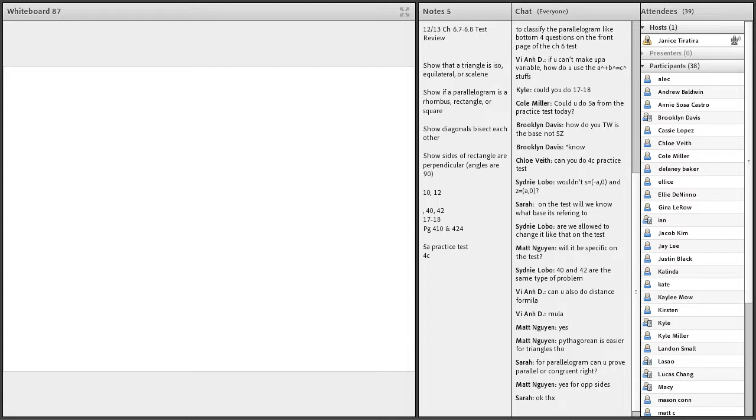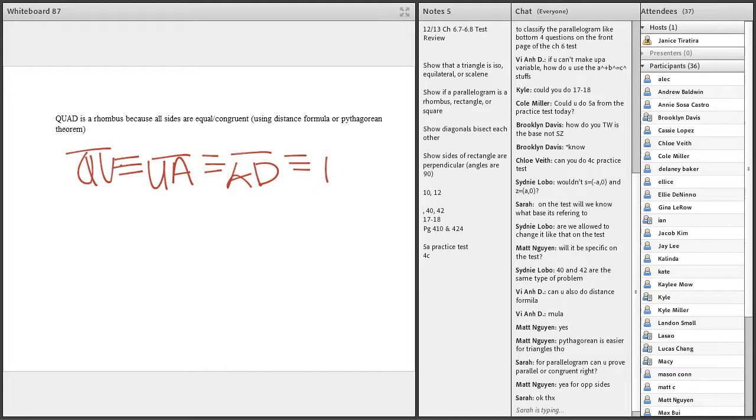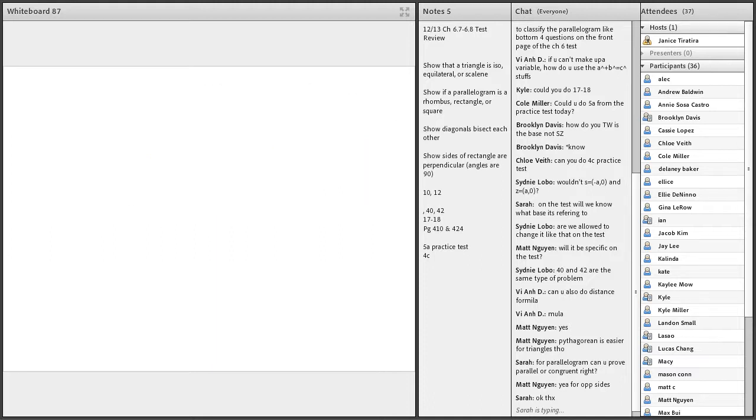because all sides are equal, congruent, using the distance formula or Pythagorean theorem. So something along those lines I think is sufficient. You could be specific. You can show, hey, I did all my math work, and you can say QU is equal or congruent to UA, and that's congruent to AD, and that's congruent to DQ. I'm not sure how every teacher does it, and how specific every teacher would like it, but I think that's pretty good, just justifying your math in words.